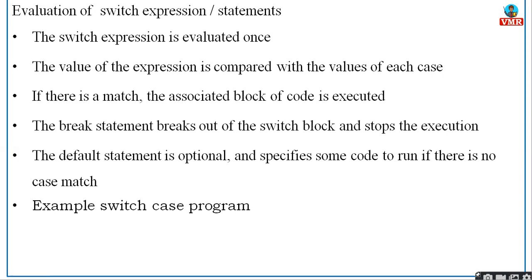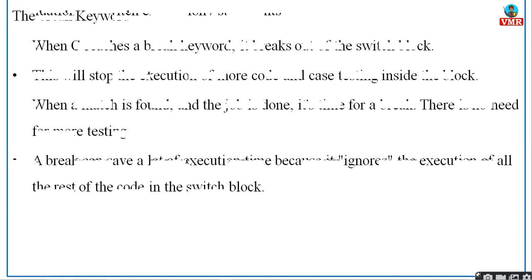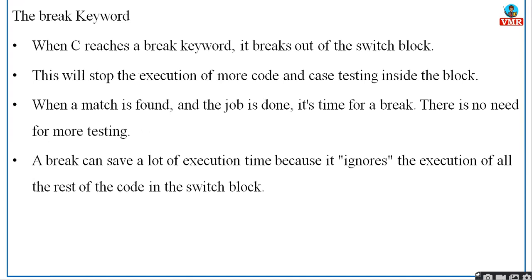Okay. So for the program we'll see later. First let us move on with the break. When C reaches the break keyword, it breaks out of the switch block. I had shown you the break statement with loops in your previous lecture. This will stop the execution of more code and case testing inside the block. And when a match is found, the job is done. It's time for a break. There is no need for more testing.